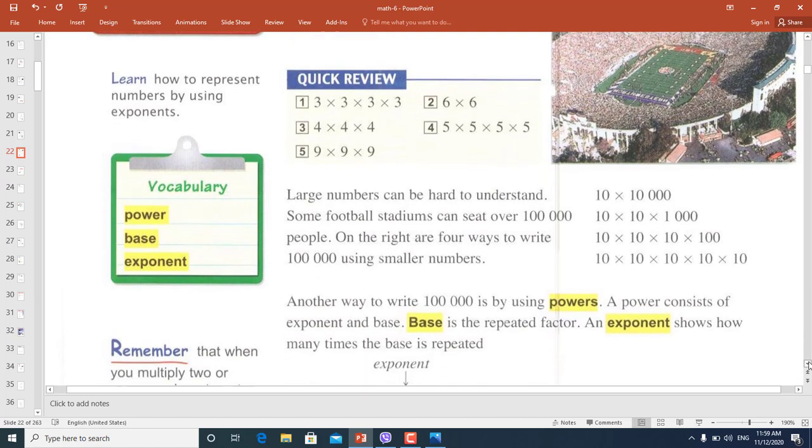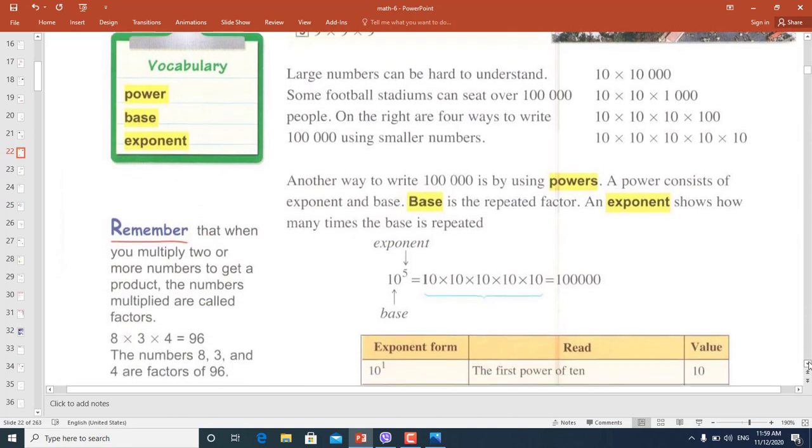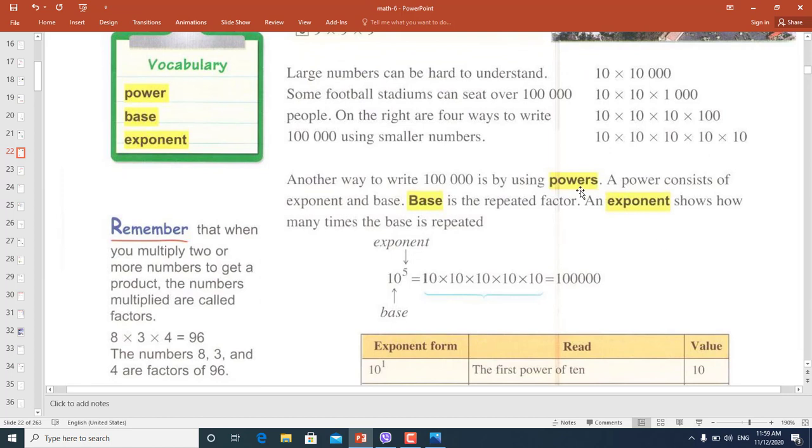We studied factors in grade 4. We said that when you multiply two or more numbers to get a product, these numbers are factors of this number we have. Another way to write 100,000 is by using a power.